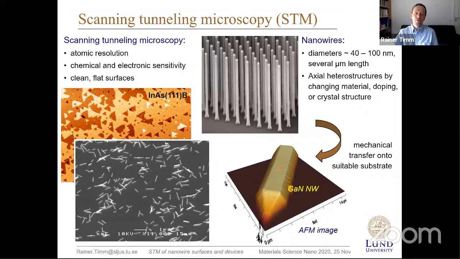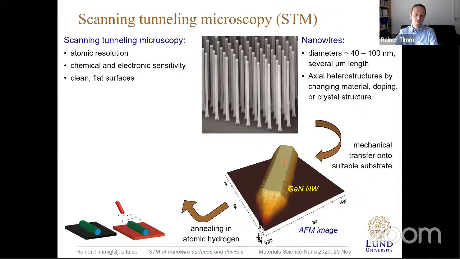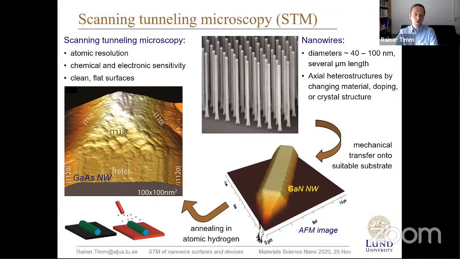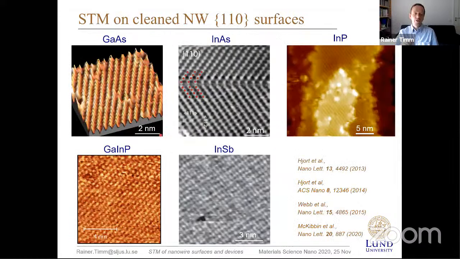The next challenge is that these III-V materials, when they have been grown and are transported through air, oxidize. So we need to get rid of the native oxide on these surfaces, and that we do by annealing them in atomic hydrogen. And if that works well, we can resolve their structure, even zoom further in and see atoms on the side facets of the individual structure.